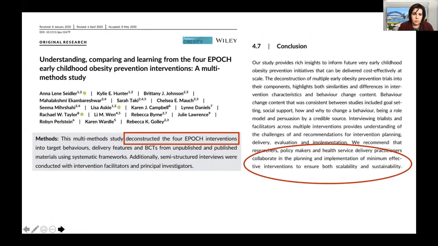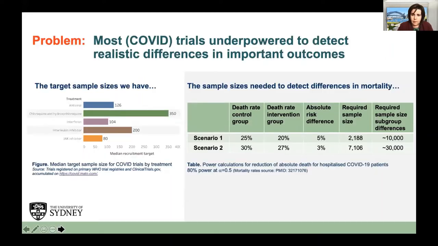We've been trying to do some initial work on that, looking at childhood obesity prevention, deconstructing interventions, and then being able to match that against participant level characteristics in a way that is going to make it more possible to scale up these interventions in a more targeted way.